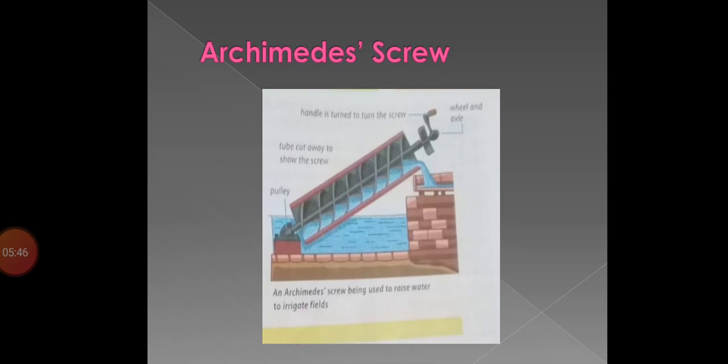Next topic is Archimedes' screw. Archimedes was a Greek mathematician and inventor. It is believed that he invented the first screw machine in 3rd century BC. Here you can see an Archimedes screw. This diagram is from your book on page number 105.